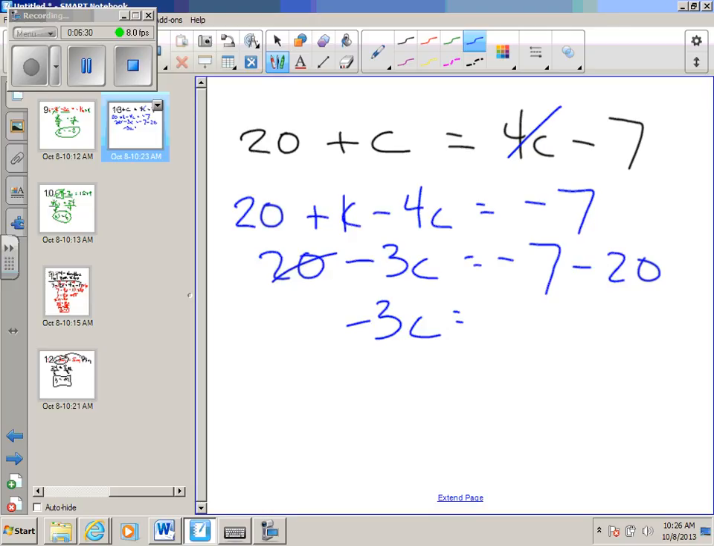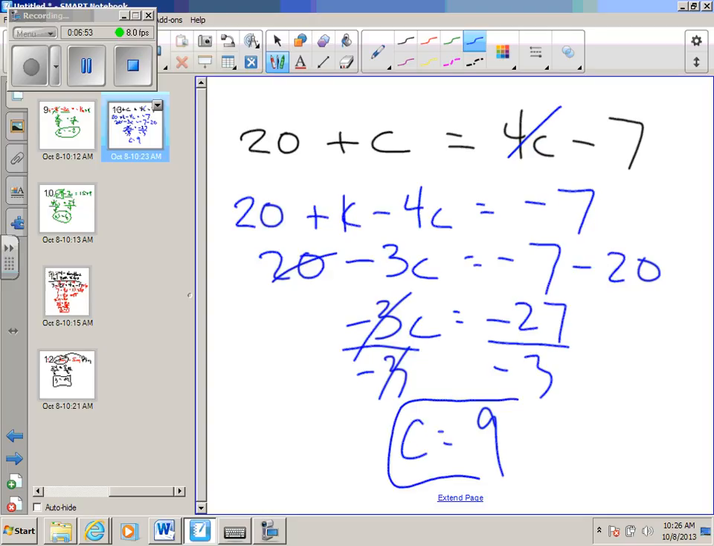Positive. So you start at negative 7, you subtract 20, you get... you're already at a negative. Negative 27. So, divide both sides by what? Negative 3. C equals? Positive 9.